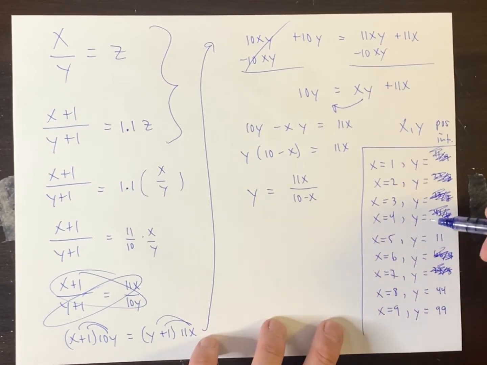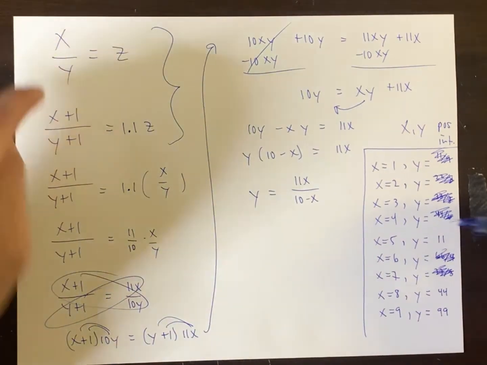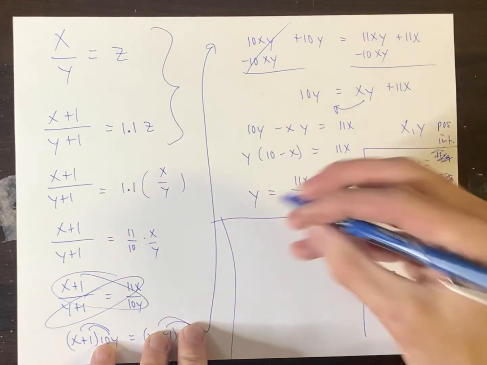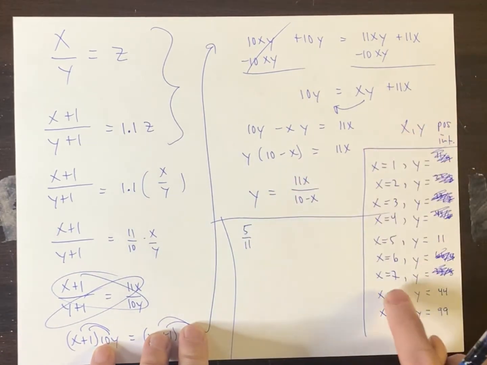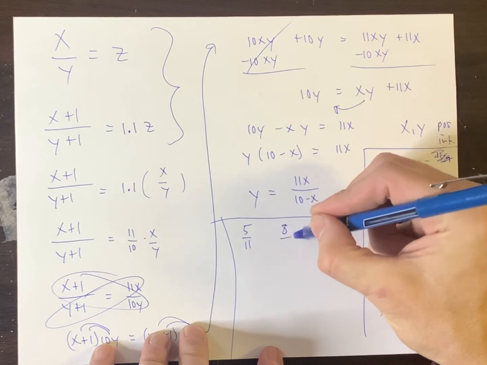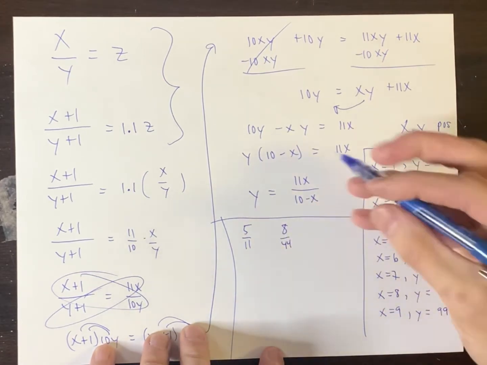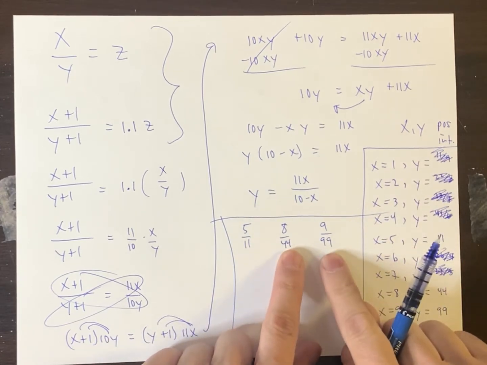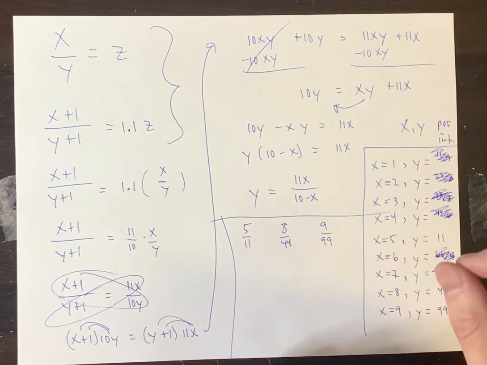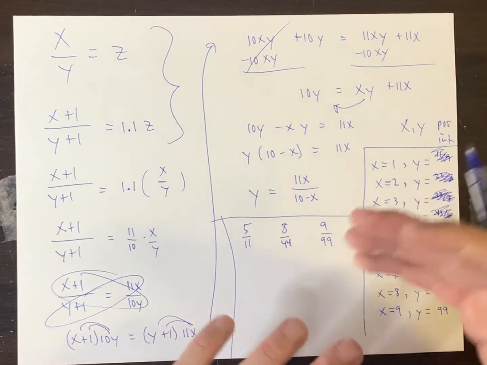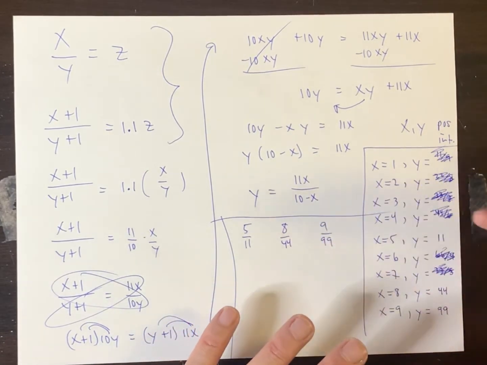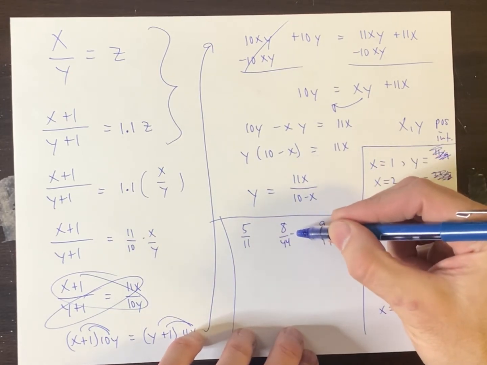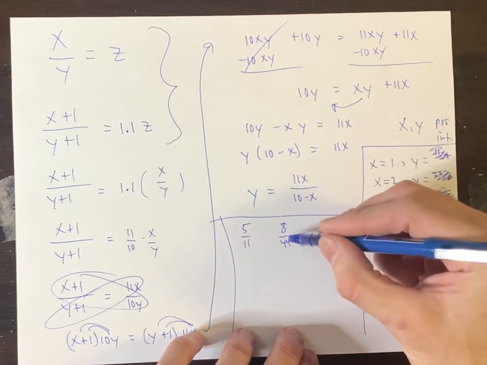Remember what we do with the x and y. We build a fraction out of x and y. So the only possible fractions would be 5 over 11 and 8 over 44 and 9 over 99. But let me tell you why these two are trash. Because in the directions, it said that x and y have to be relatively prime. That means that they can have no common divisor other than 1. Here, this is no good because 8 and 44 have a common factor of 2. That's why this is trash.